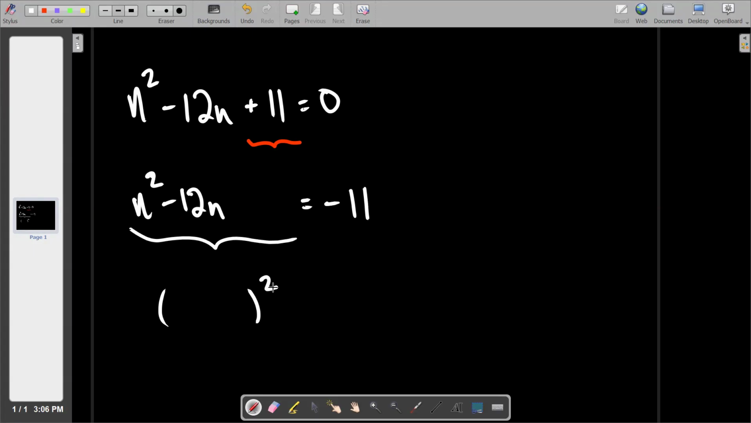Half of negative 12 is negative 6. And when you square negative 6, you get 36. So we're going to complete the square by adding 36. And if you add 36 on the left, you have to add it on the right. Got it? Yep. So that's where the completion of the square is. We're past that now. And now it's time to do factoring.